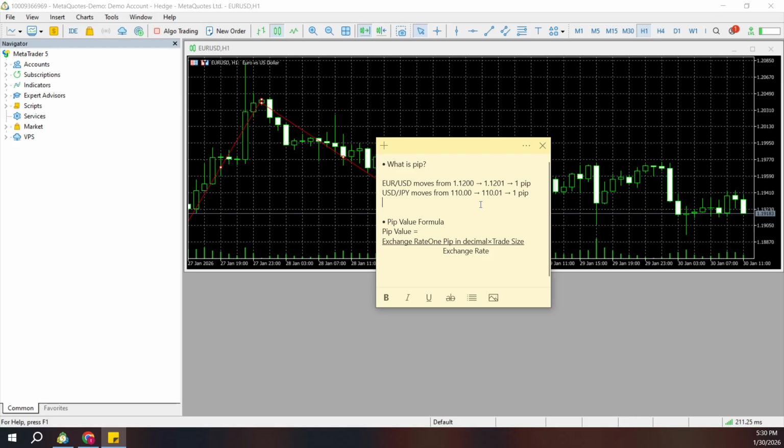To recap, open Metatrader 5, pick your chart, read price on the correct decimal place, use pip size to count pips, and apply the pip value formula to translate movement into money. With a bit of practice, this becomes second nature and helps you plan entries, stops, and targets with confidence.